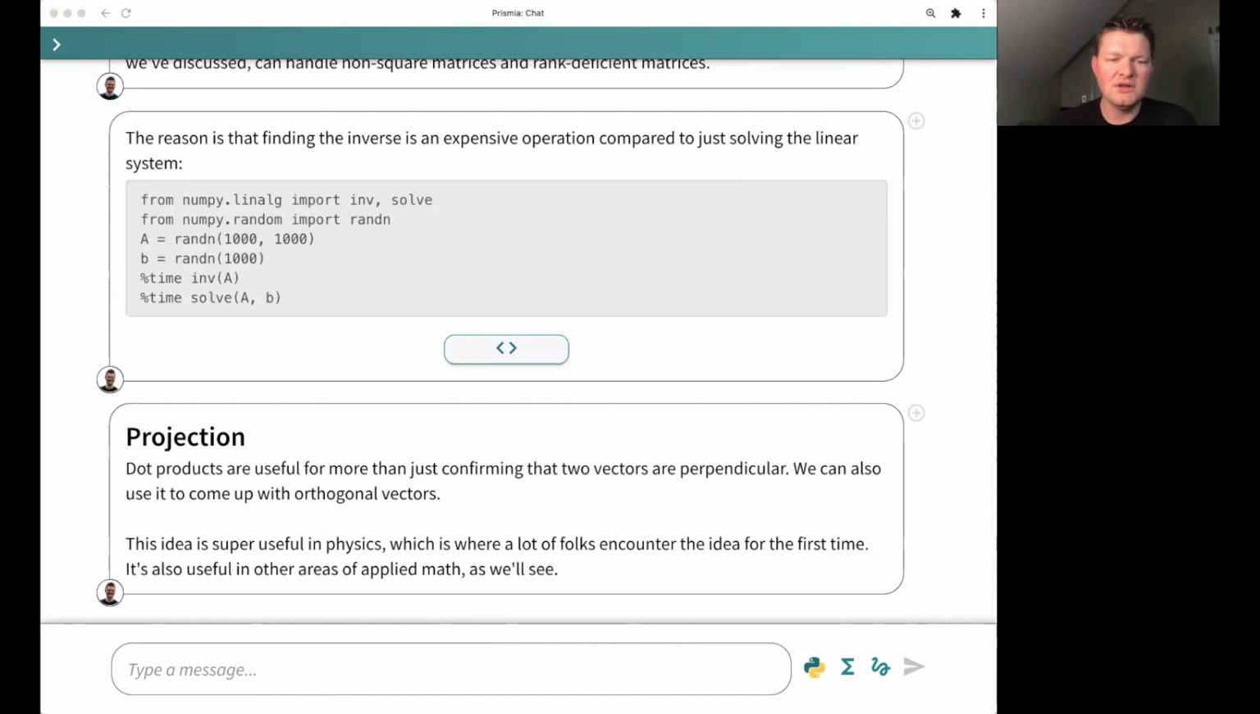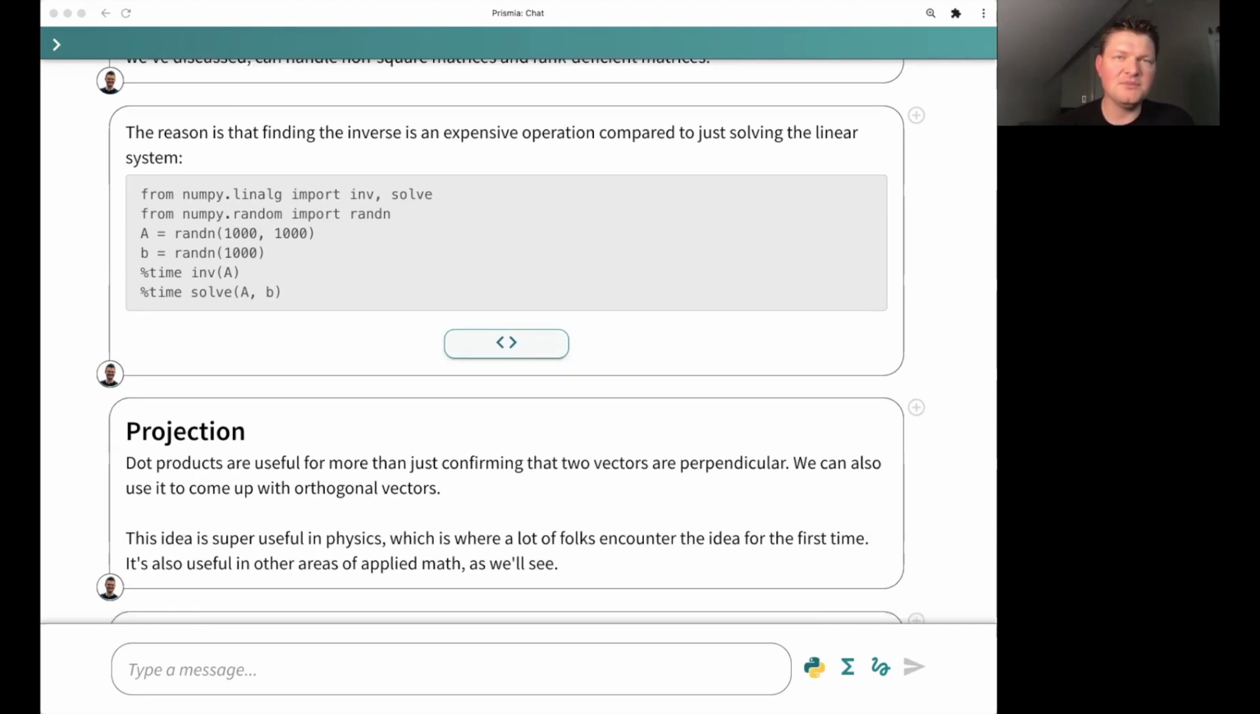Okay, so dot products are useful for checking that vectors are perpendicular, but that's not a very constructive operation. You have two vectors, either they are or are not perpendicular, and it's like, well, what if they're not and you want them to be? What can you do? There needs to be some computational edge that the dot product gives you beyond just being able to verify something. And in fact, that's the case. It's particularly useful in physics, which is where a lot of folks have seen this idea for the first time. It's applicable in lots of other areas of applied math, including data science, as we're going to see.